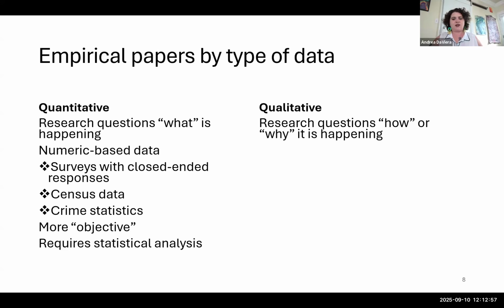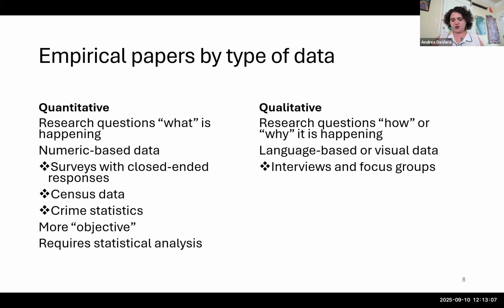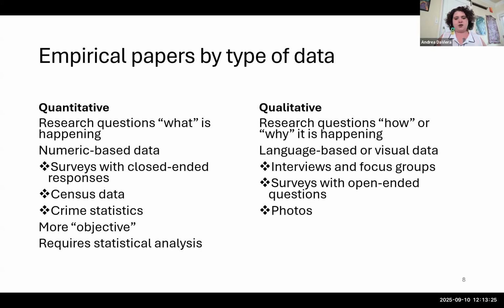Qualitative data is asking more questions about how or why something is happening. This is what you would consider language-based or visual data. So that can look like interviews and focus groups, open-ended questions on surveys. So if I said, tell me about how life is going, you would have an open-ended question. Instead of saying, is life good or bad? And they can only choose good or bad as the response. There's just an open-ended that they can write in anything they want. Photos are another really interesting way to collect qualitative data and something you can analyze qualitatively or not.